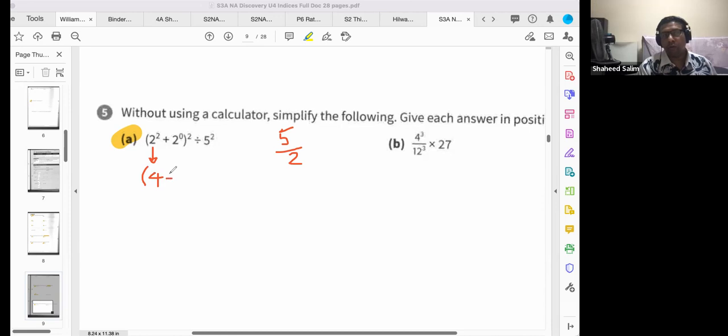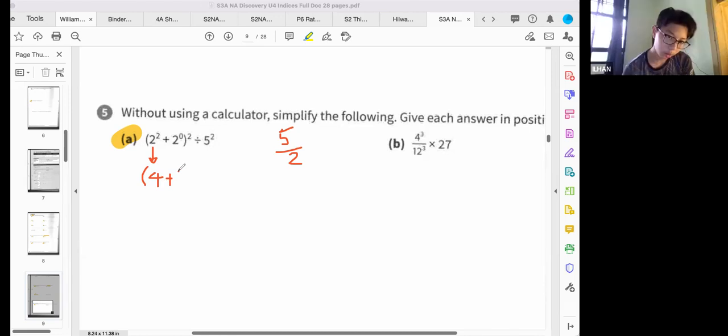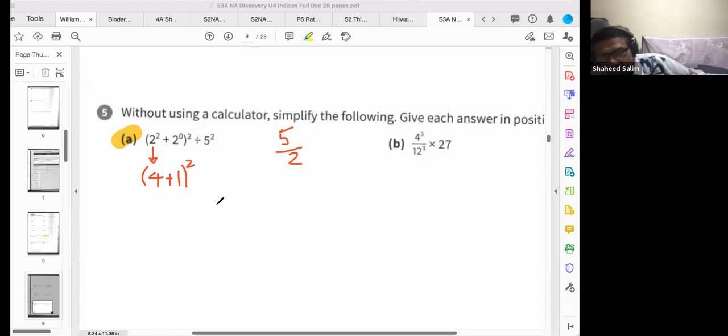2 to the power 0, what is it? No, anything to the power 0 is? 1. Remember that? You try again.